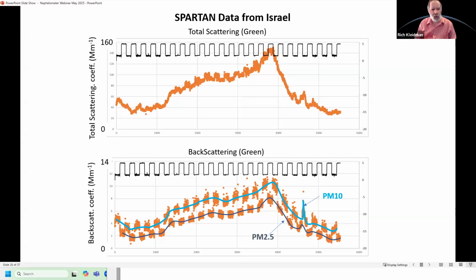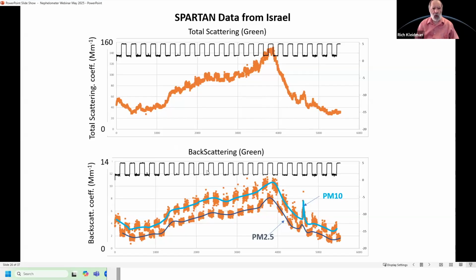So again, these are some measurements that we made, and now we're varying the flow rate to go from PM10 to PM2.5. So when we're looking here at the total scatter, you can see these jumps would correspond to when we're going at the slower flow rate. So we would pull in all the particles, including up to PM10. And you can kind of see a distinction, but it's a little bit muddy.